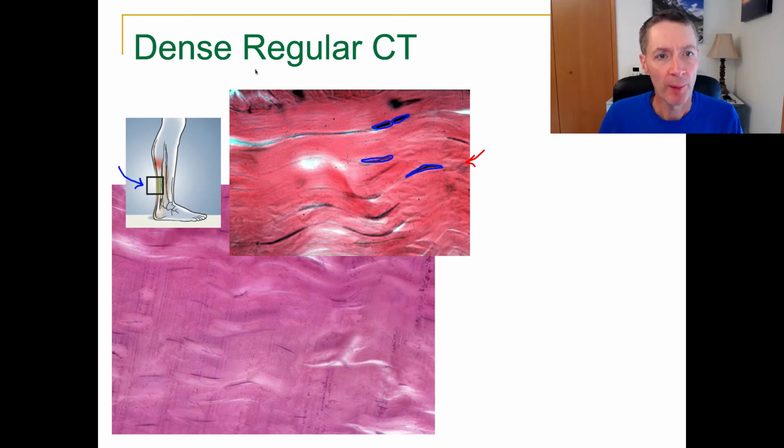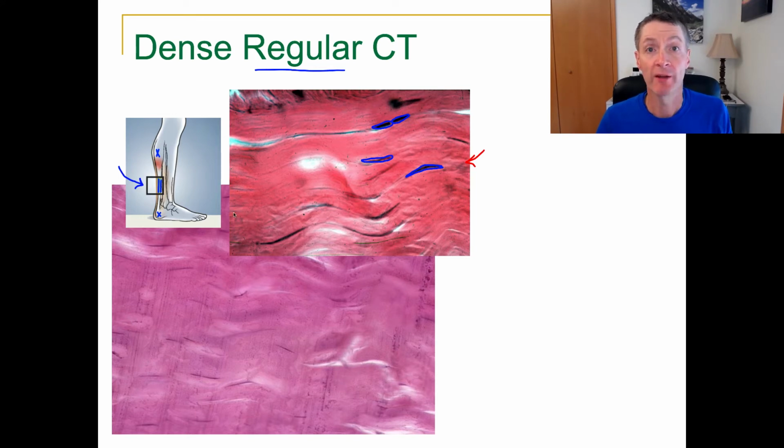The reason we call them dense regular is because they are going one direction. So take, for example, when you stand up on your tiptoes, or on the balls of your feet, what's going to happen is there's going to be this muscle here in your calf that's pulling on the bones in your heel, and the tendons here have to be strong in one direction. So all of these fibers are going to run in that direction. Thus, why you see this kind of wavy appearance of the dense regular.